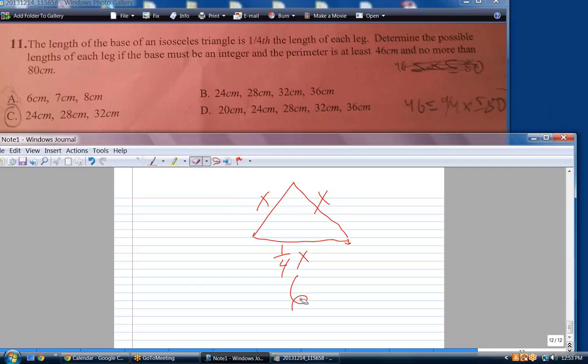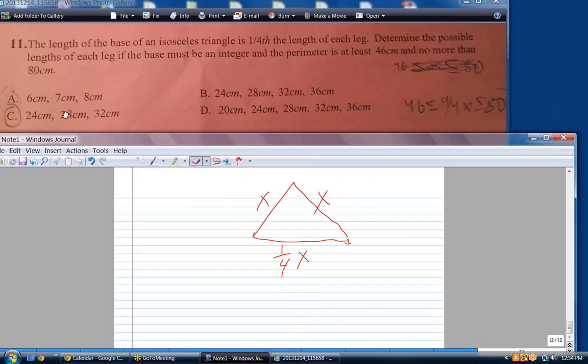Well, we just proved that it could be 24. That's the nice thing about multiple choice for math. If it's an equation, you can just keep plugging in the numbers they give you until you find one that works. We're going to find 24 works, 28 works, even 32 works. What we're going to find is that 36 doesn't work, because 36 gives us 81 as a perimeter. So B can't be the right answer.